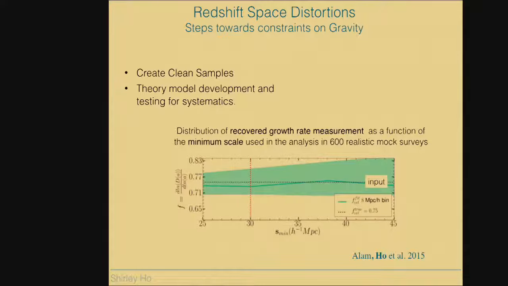And then you also want to test whether you can recover, whether your whole pipeline is correct. You want to test f, which is what you want to measure, this growth rate of structure, the logarithmic one, as a function of the minimum scale you can use in your data analysis. And the input is the dashed black line. And the cyan distribution is basically the one sigma variance of 600 mocks here. So if you run your 600 simulations through your pipeline and then you achieve your recovered f, you can see that there's a distribution of f that you can actually get from your pipeline.